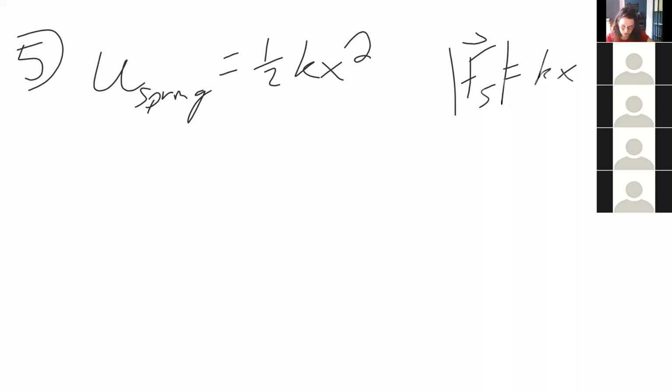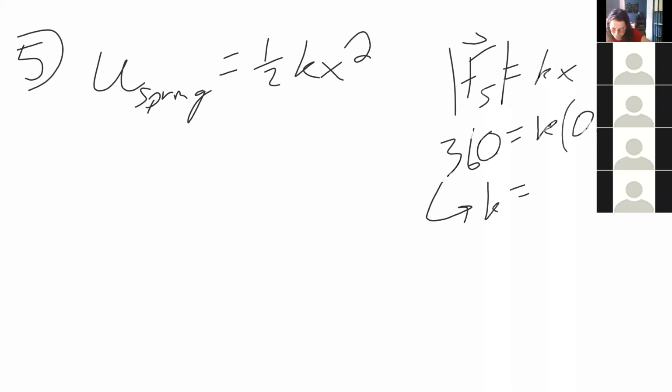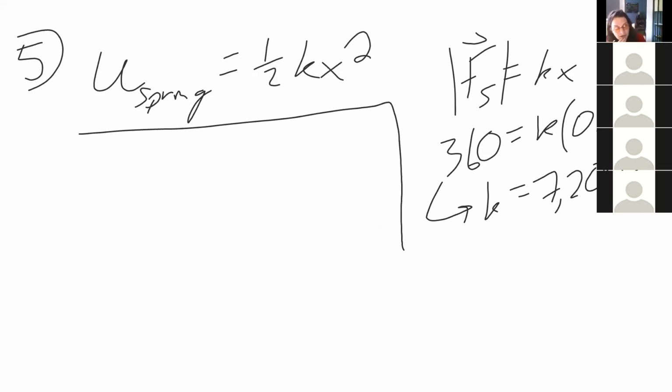So for instance, for my problem, they tell me that the magnitude of the applied force is 360 newtons, and that doing that pulls us out to 5 centimeters, 0.05. So 360 times 20 is 7,200, and it'll be newtons per meter. Now, this isn't actually an answer in this problem, but you are going to need it in order to solve the rest of the problem. So I'd recommend finding that first.